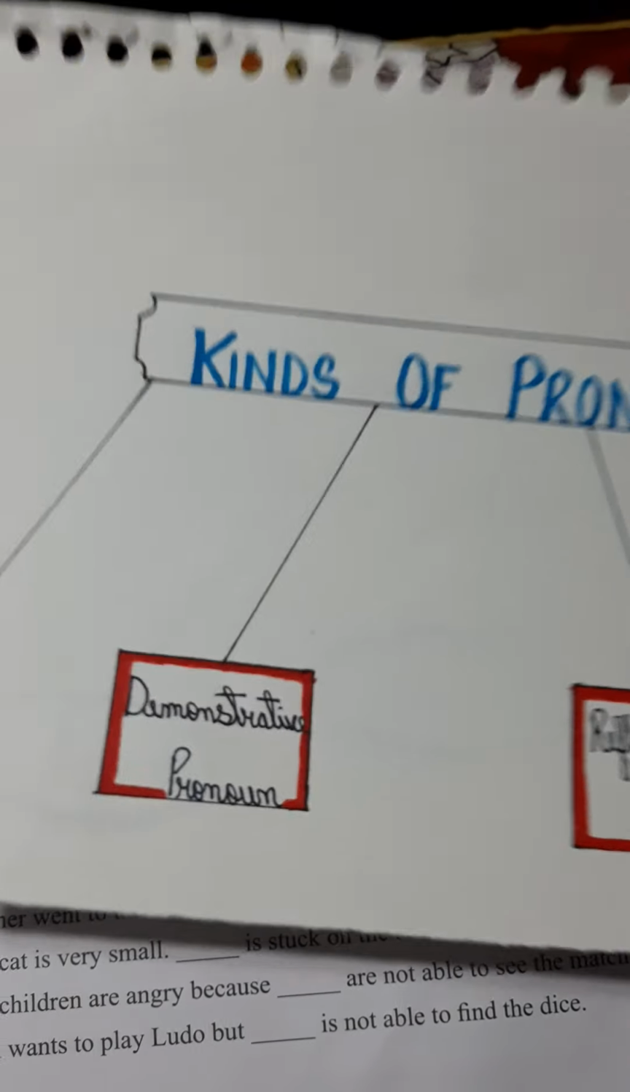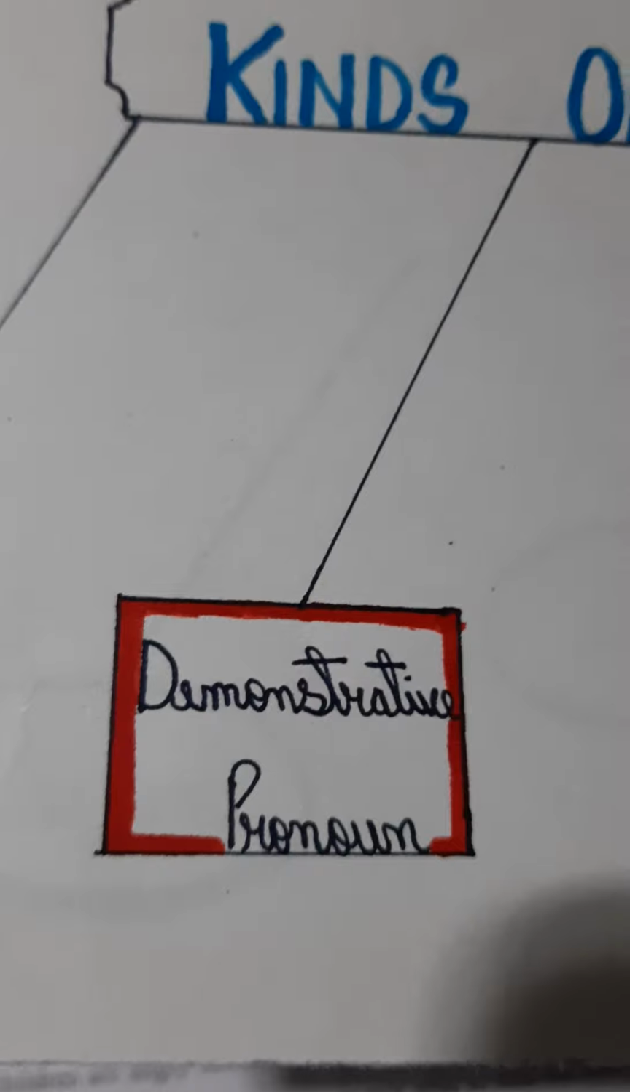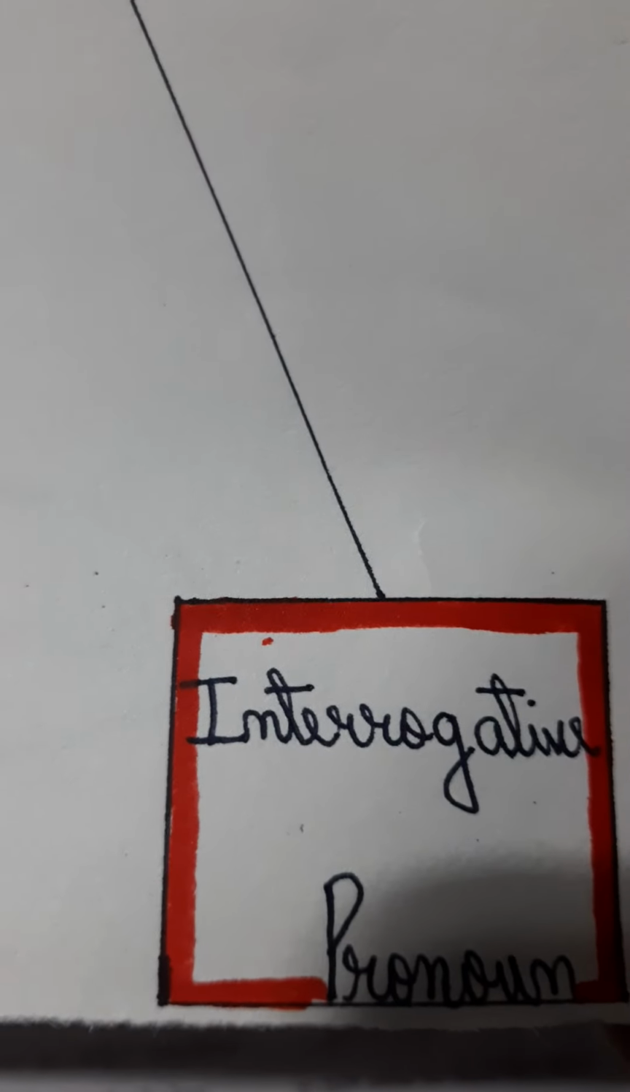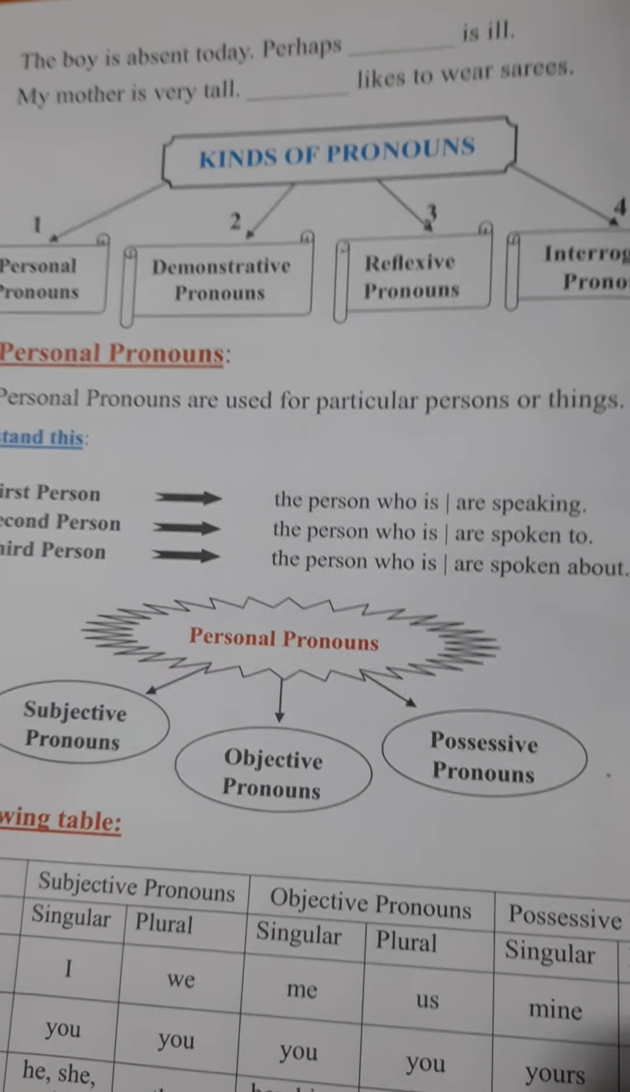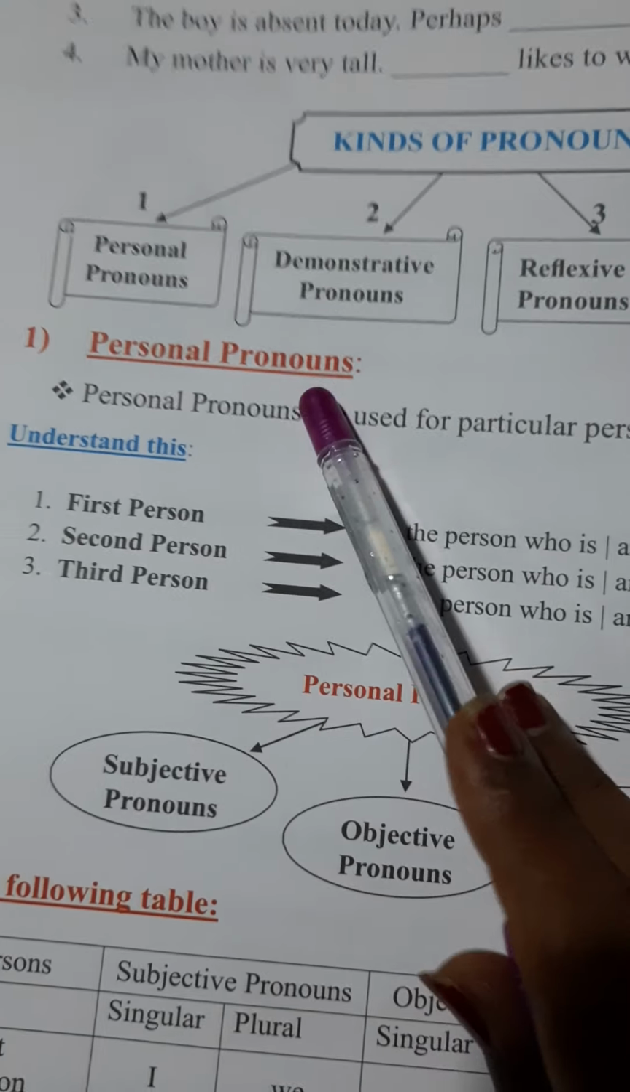Now children, let's see the kinds of pronouns. There are 4 kinds of pronouns. First is personal pronoun, second is demonstrative pronoun, third is reflexive pronoun, and fourth is interrogative pronoun. So have you understood? There are 4 types. So let's do the first part, that is the personal pronoun.